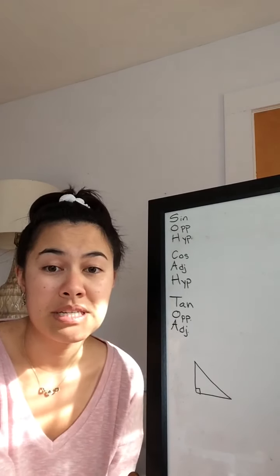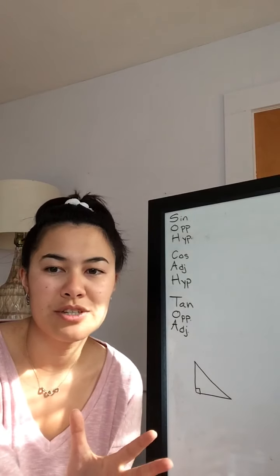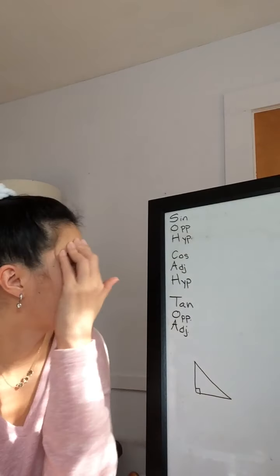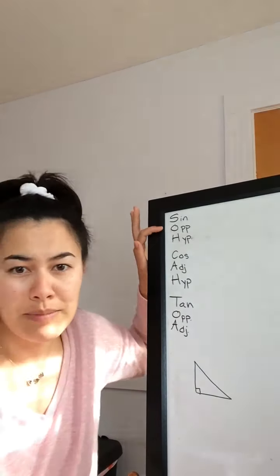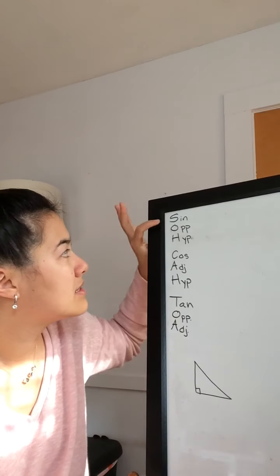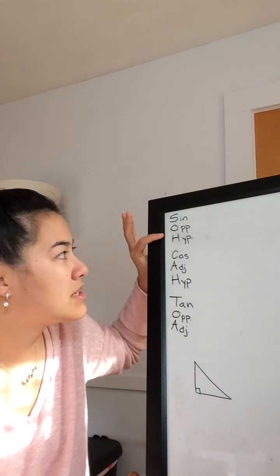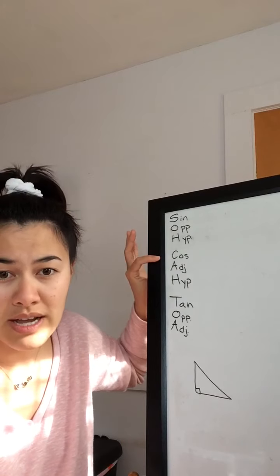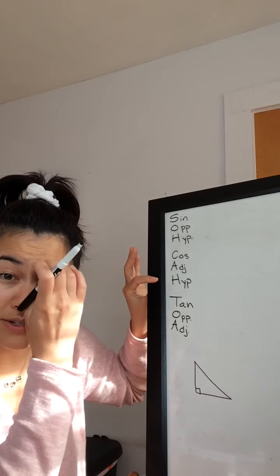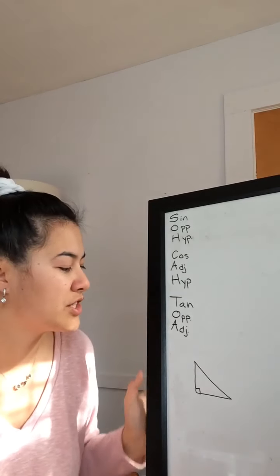So last week we did SOHCAHTOA. So trig ratios are just a ratio of sides in triangles. So we need to remember SOHCAHTOA. Sine equals opposite over hypotenuse, cosine is adjacent over hypotenuse, and tangent is opposite over adjacent.